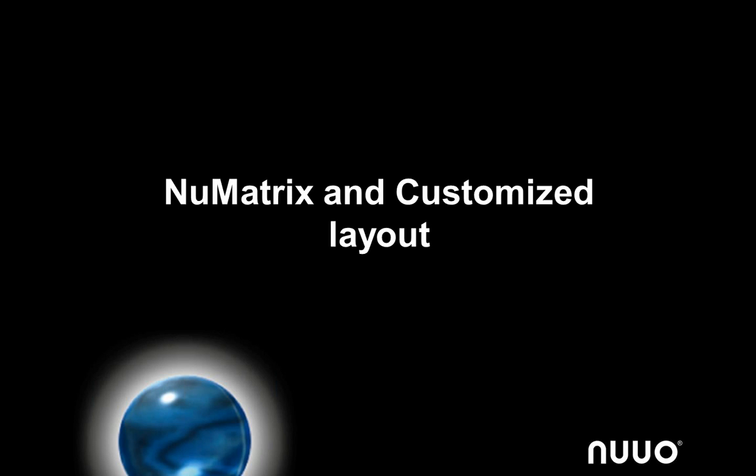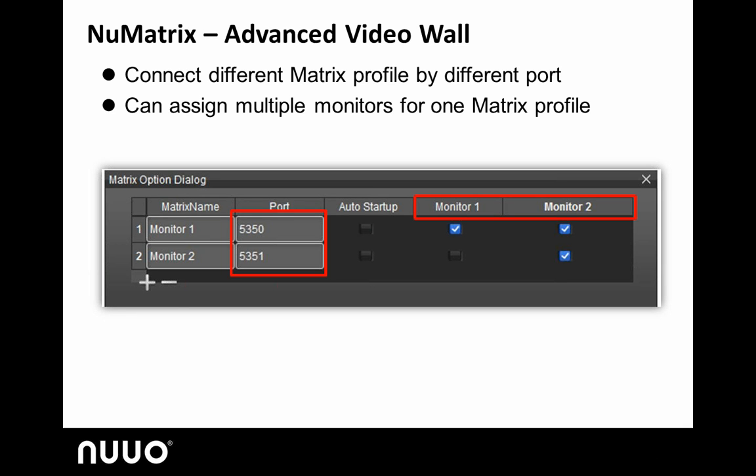And last part, I want to talk about the new matrix, which is the video wall, and a little about the customized layout. So the new matrix is also a new feature. We don't have a matrix, which is video wall, in the Titan system, but now we call it the new matrix. The difference about the new matrix is that it can connect different matrix profiles by different port, which means that by using different port, you can set up different kinds of matrix profiles.